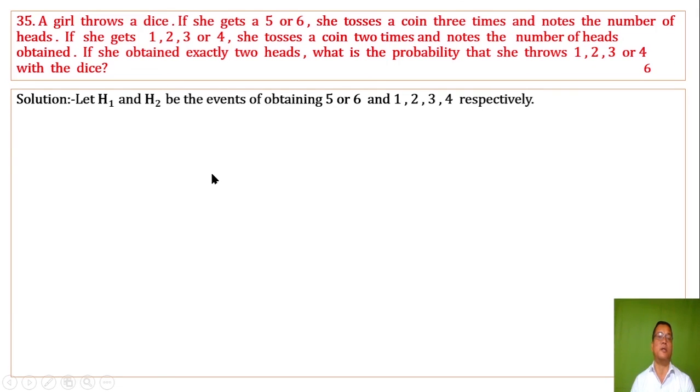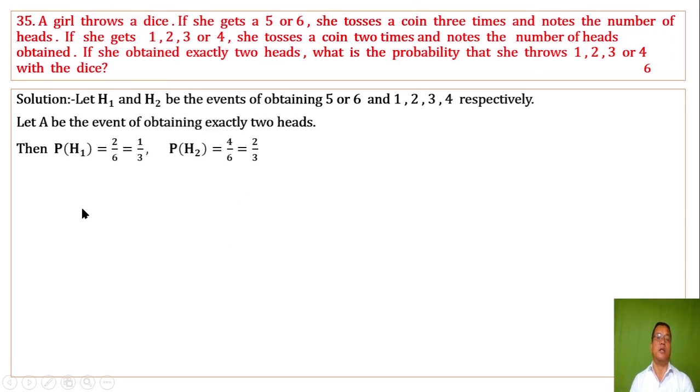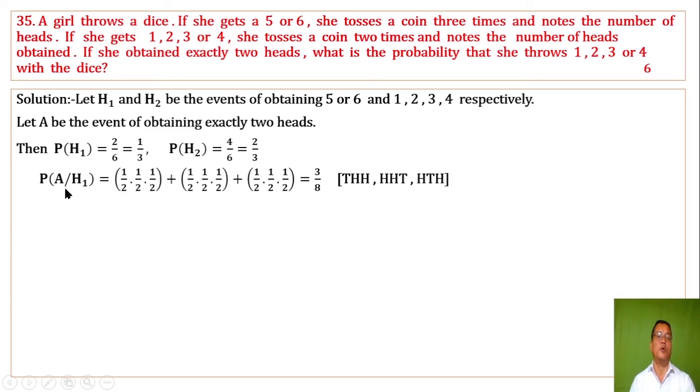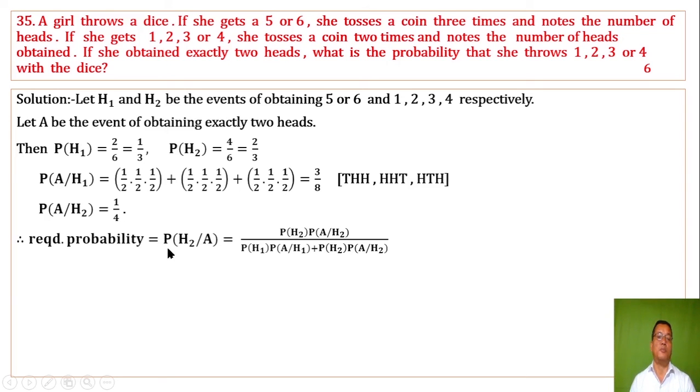Let x1 and x2 be the events of obtaining 5 or 6, and 1, 2, 3, or 4 respectively. Let A be the event of obtaining exactly 2 heads. Then P of x1, getting 5 or 6, is 2 by 6, that is 1 by 3. P of x2 is 4 by 6, that is 2 by 3. P of A given x1 is the probability of getting 2 heads, which occurs in this way, so we get 3 by 8. P of A given x2 is 1 by 4. Required probability is P of x2 given A. That is this formula using Bayes' theorem. Putting their respective values and solving, we get 4 by 7.